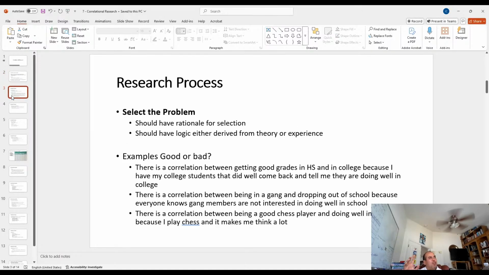Okay, so the first thing you do, you select the problem. You should have a rationale for your selection. You should have a logic that is derived from theory or experience. So let's say for me, I want to study gangs. I want to study gangs and how gang membership affects academic success. Okay, so that's the thing that I'm looking at.